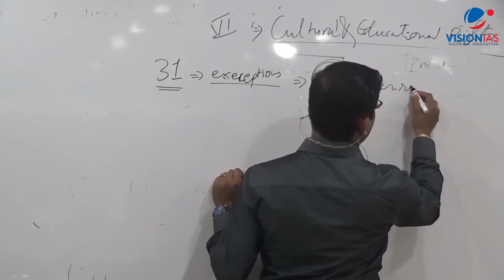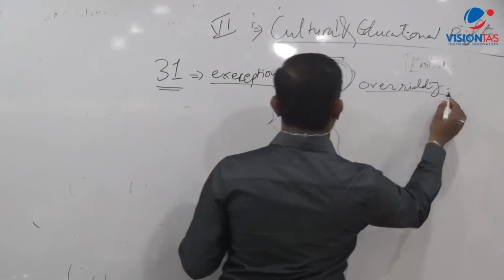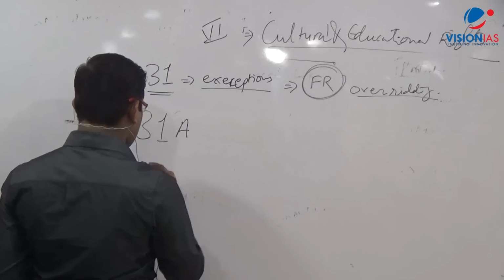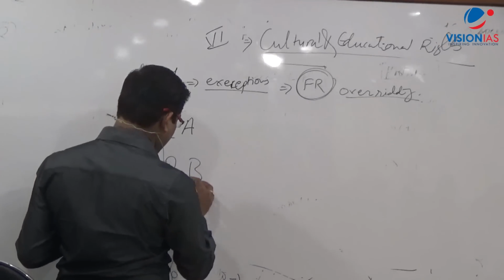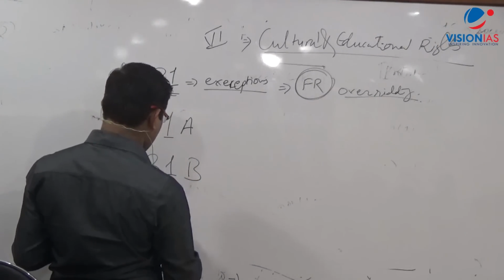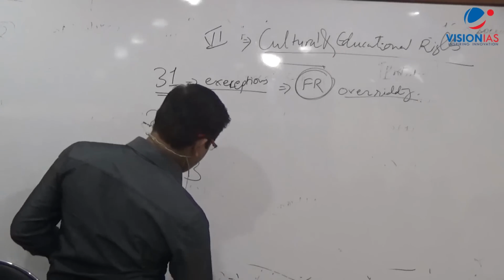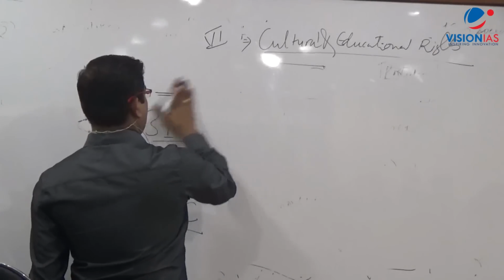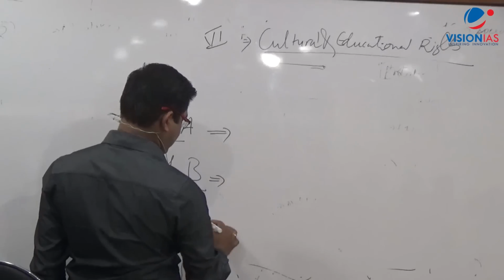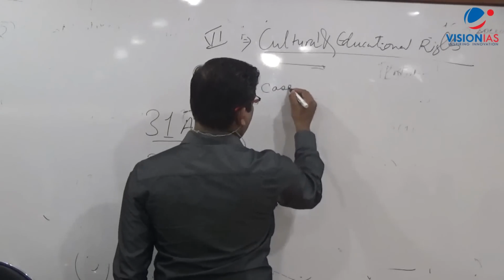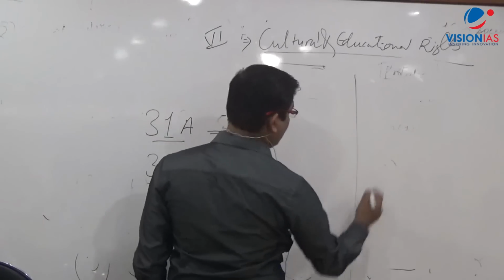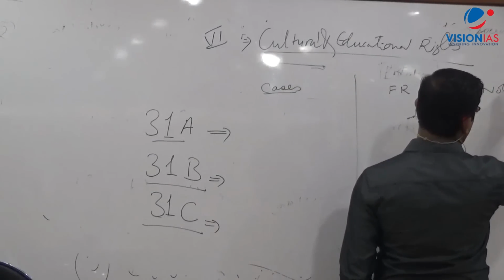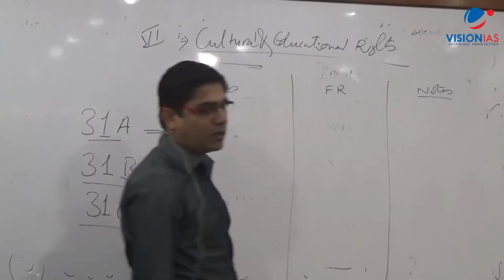Overriding, is it understandable? So it means that in 3 circumstances fundamental rights can be taken away, or the remedy is not available: 31A, 31B and 31C. I am writing here in which cases, and here I am writing which fundamental rights, and then I am writing some special notes regarding it.